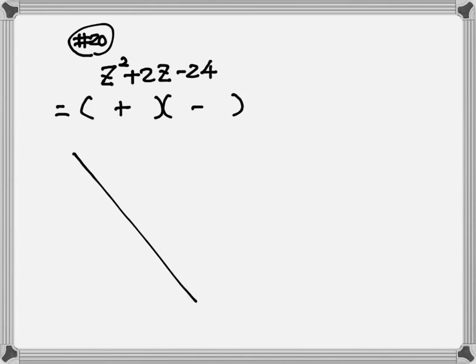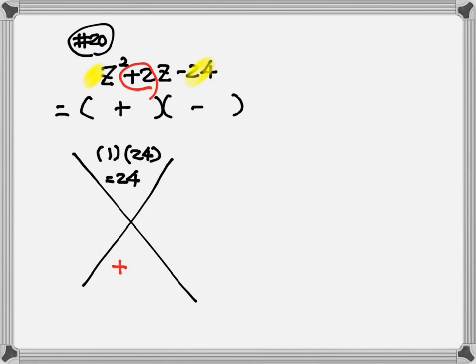So we're going to draw a big X. We're going to take my first number, the number in front of x squared, and the last number. For this part, we do not care about the sign, we only use the number, so we're not using negative 24, we're only using 24. So equal to 24. After that, I'm going to take the plus 2 and put it down here. So let's take 24 on the side.